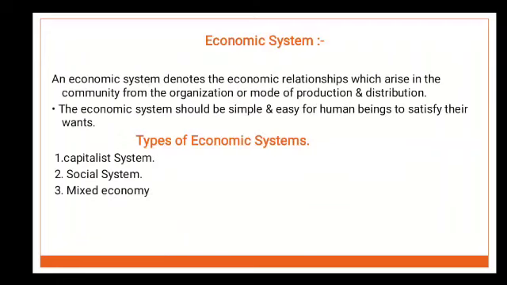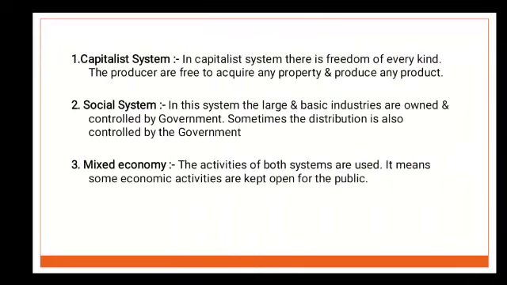Then economic system. Economic system denotes the economic relationships which arise in the community from the organization or mode of production and distribution. The economic system should be simple and easy for human beings to satisfy their wants. Types of economic system. There are three types of economic system: first, capitalist system, second, socialist system, and third, mixed economy. We will discuss one by one.